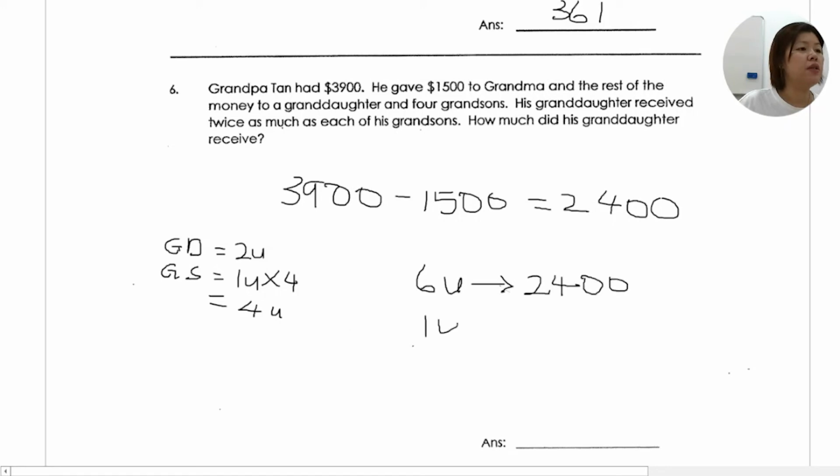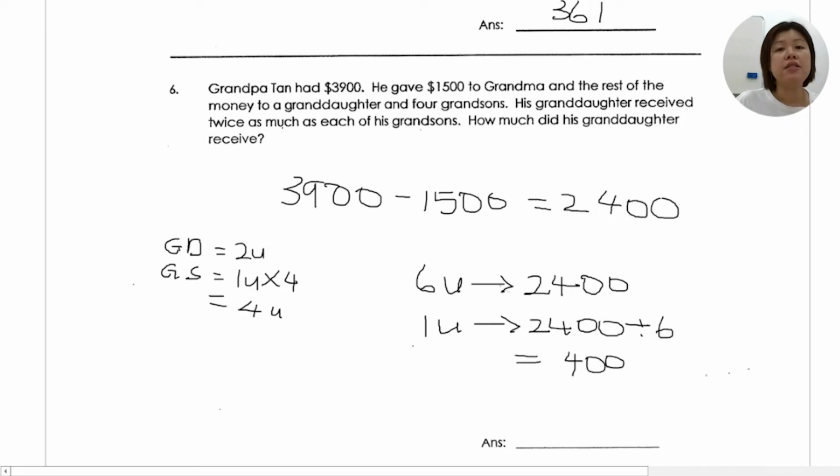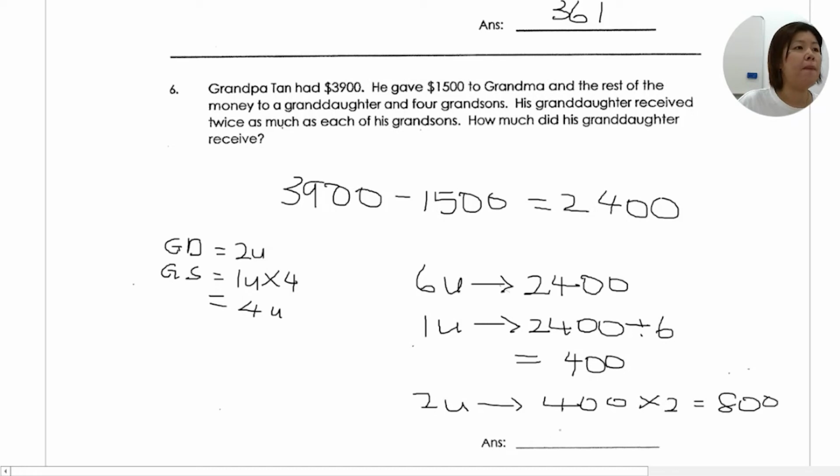So 1 unit is 2,400 divided by 6, which will give you 400. And since the granddaughter is 2 units, 2 units will be 400 times 2, which will give you $800. Okay, let's move on to the next question.